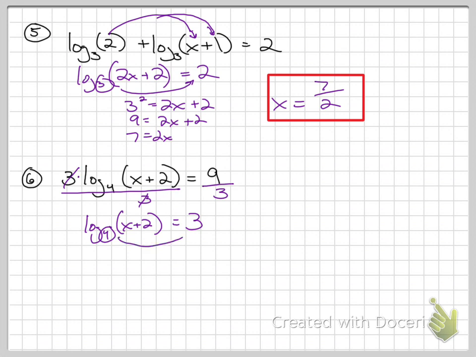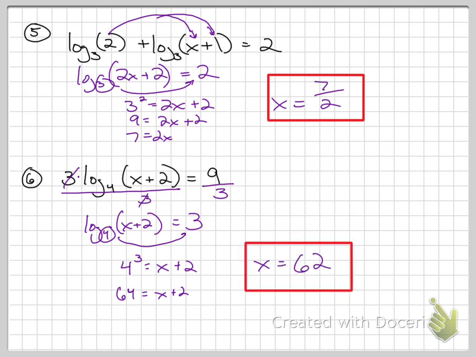Then I change it to an exponent problem. 4 cubed equals x plus 2. 4 cubed is 64 equals x plus 2. Minus the 2, and x equals 62. So sometimes it makes more sense to divide once you get the log alone.